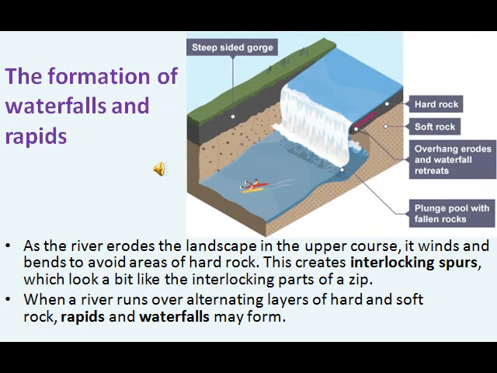The formation of waterfalls and rapids. As the river erodes the landscape in the upper course, it winds and bends to avoid areas of hard rock. This creates interlocking spurs which look a bit like the interlocking teeth of a zip. When a river runs over alternating layers of hard and soft rock, rapids and waterfalls may form.